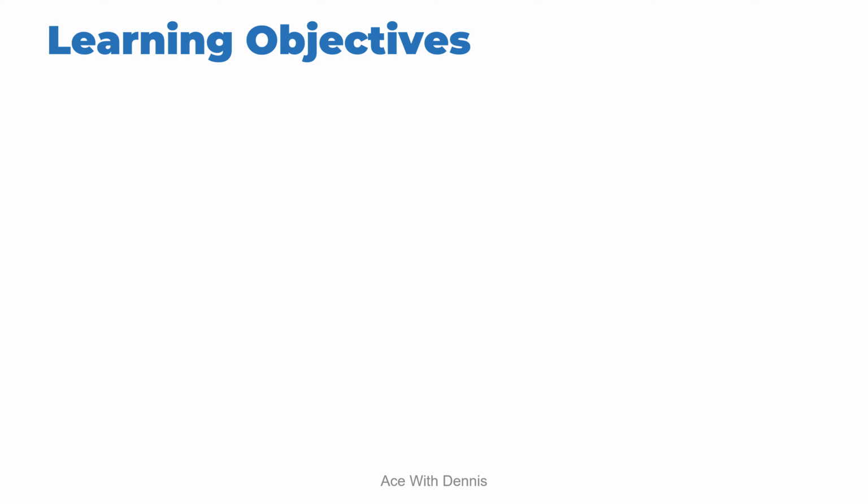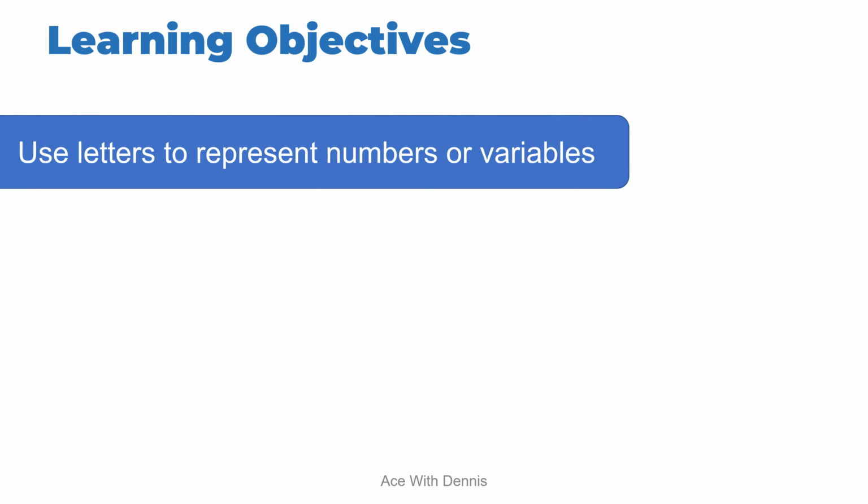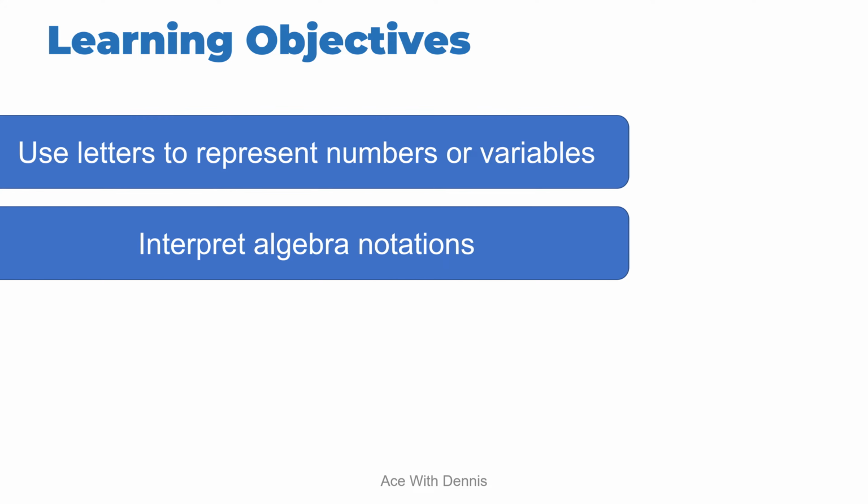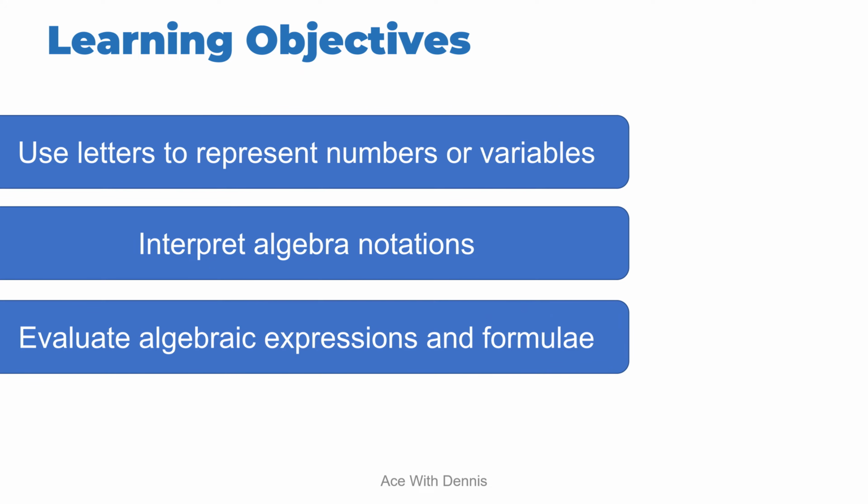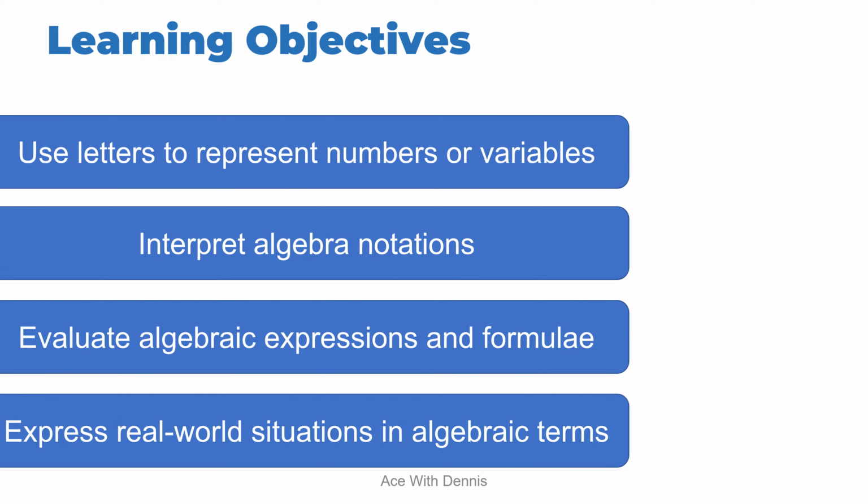Here are the learning objectives that we want to achieve in this lesson. Number 1. Use letters to represent numbers or variables. 2. Interpret algebra notations. 3. Evaluate algebraic expressions and formula. And 4. Express real-world situations in algebraic terms.